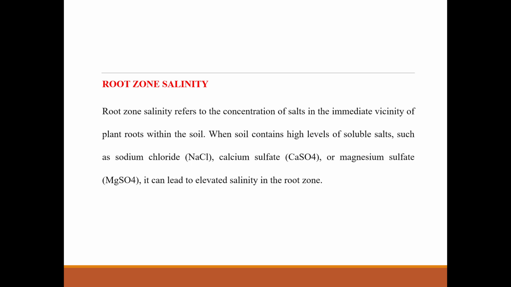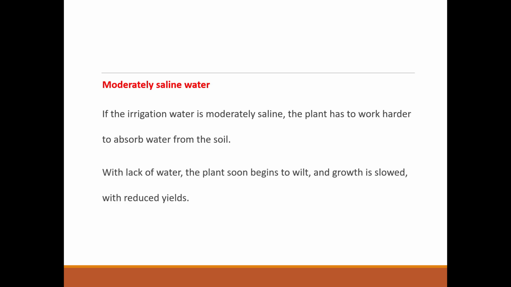When the soil contains high levels of soluble salts such as sodium chloride, sodium sulfate or magnesium sulfate, that will lead to elevated salinity in the root zone. If the irrigation water is moderately saline, the plant will have to work harder to absorb the water from the soil. If the required water is not present, the plant will wilt and growth will be slowed, so you will have reduced yields.